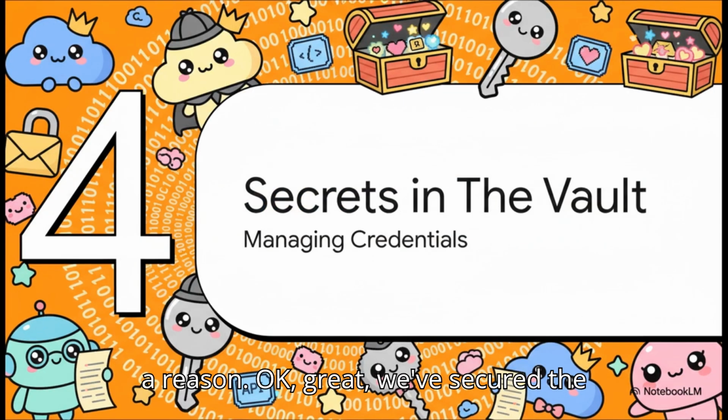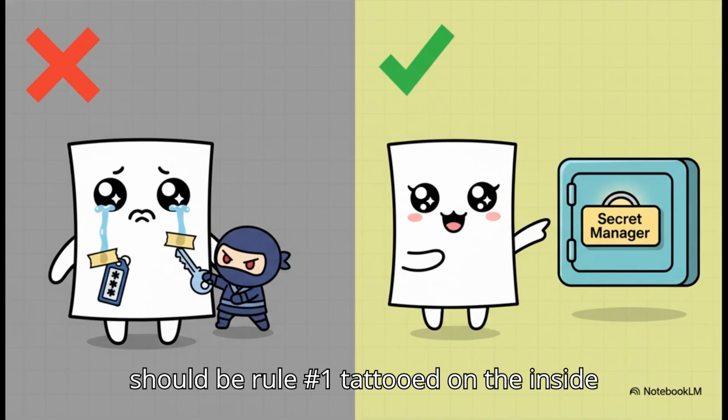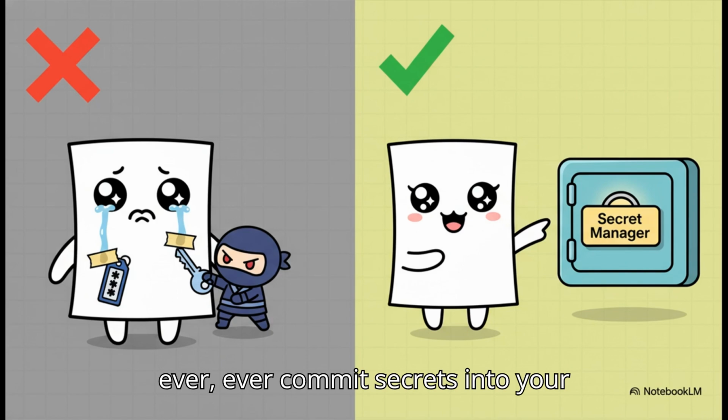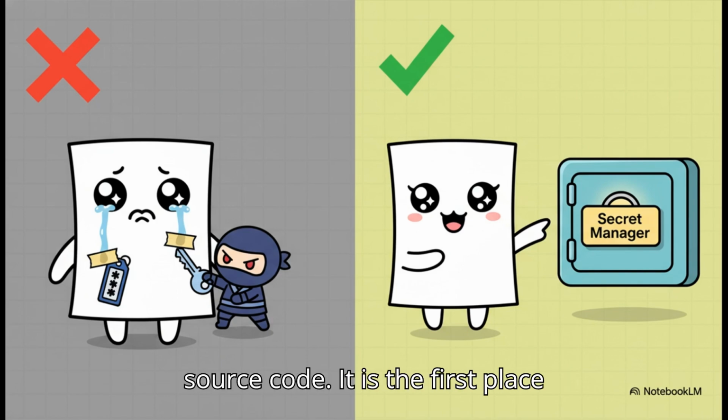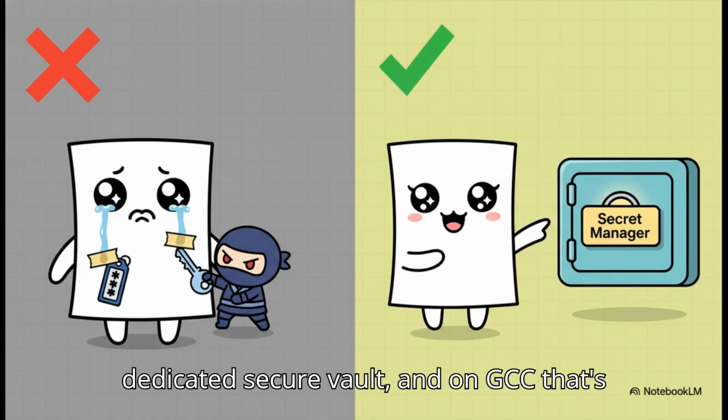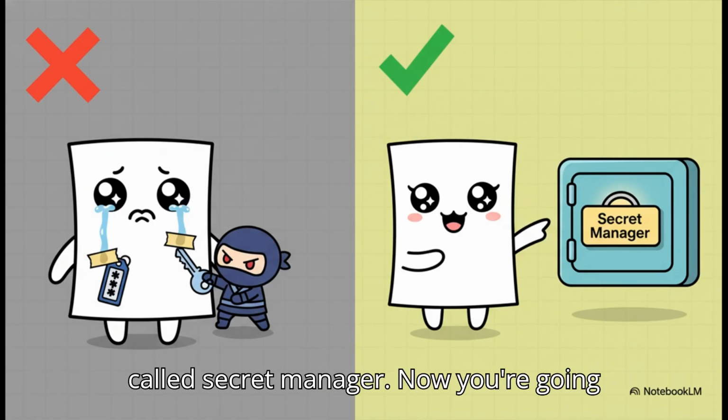Okay, great. We've secured the code itself. But what about all the sensitive stuff the code needs to run? The API keys, the database passwords. Let's talk about secrets. This should be rule number 1, tattooed on the inside of every developer's eyelids. You never, ever, ever commit secrets into your source code. It is the first place attackers will look. Instead, you need a dedicated, secure vault. And on GCP, that's called Secret Manager.